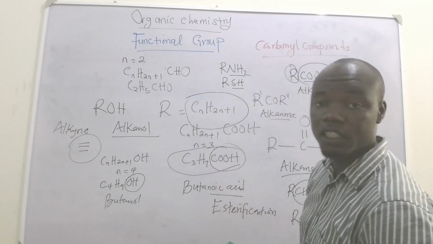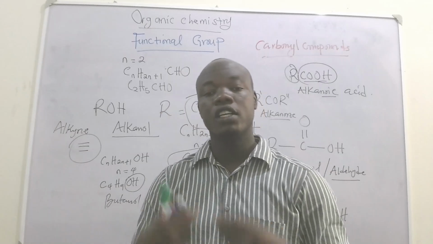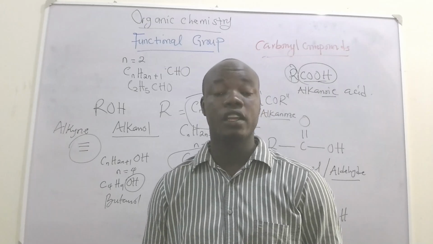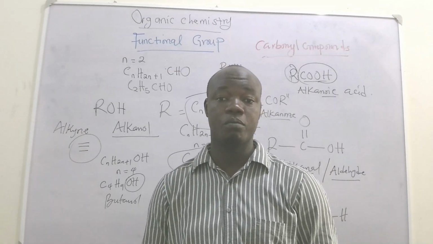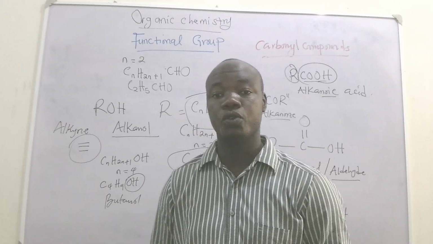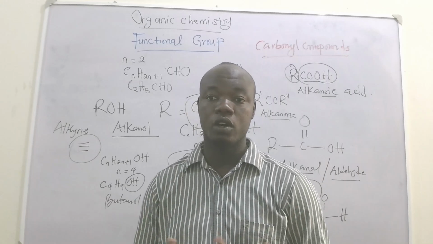So the most important thing that you need to understand is that a functional group is an atom or group of atoms that determines the chemical properties of a compound. So this is it for the functional group, and in the next video we are going to look at the naming of organic compounds.